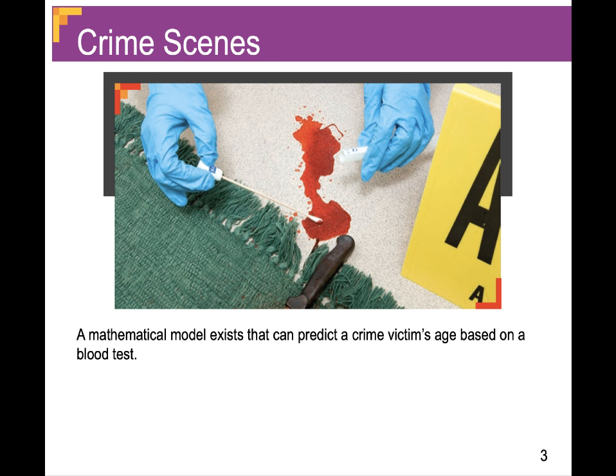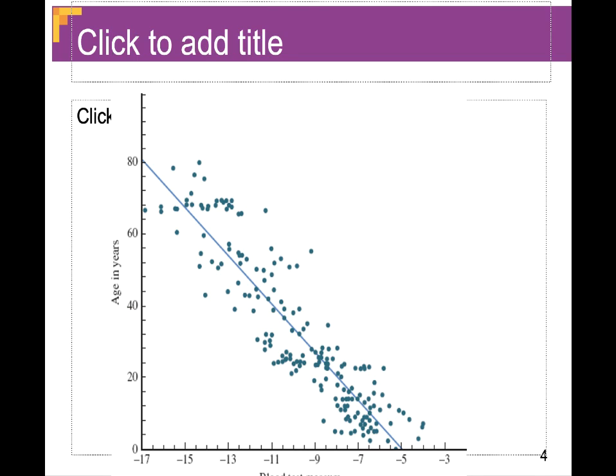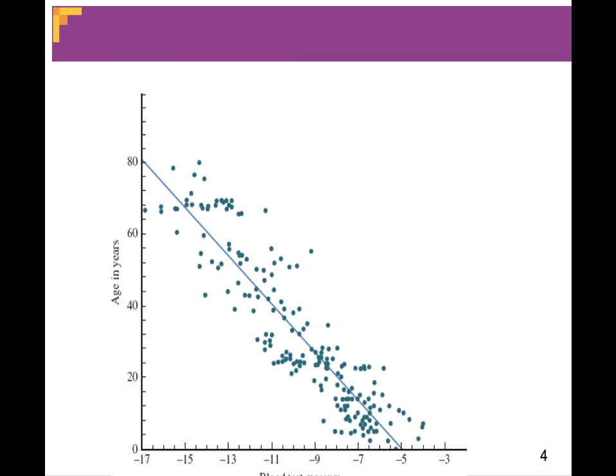We can also consider in crime scenes the victim's age can be estimated based on a mathematical model that uses markers in somebody's blood. And it actually is quite accurate. You'll see that it's actually quite effective in this prediction.